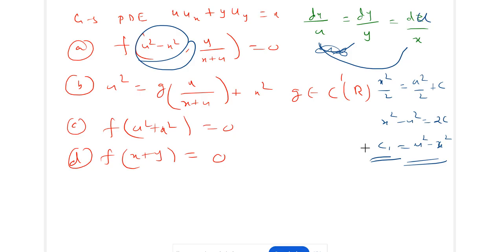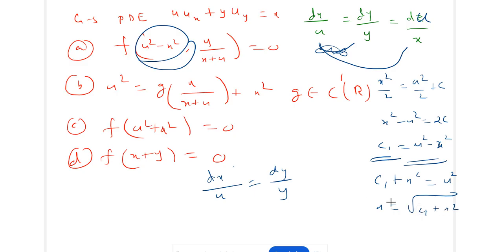And then, what is another solution for this? From this, c1 plus x square equal to u square, and to find another solution take equations 1 and 2. dx by u, dy by y cannot be grouped directly, but we can derive from this what u is. So c1 plus x square equal to u square, so u equal to root of c1 plus x square. If we substitute this u here, then we can apply the method of grouping.